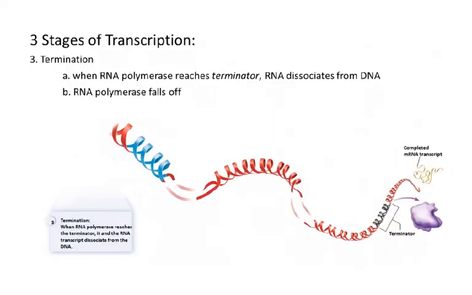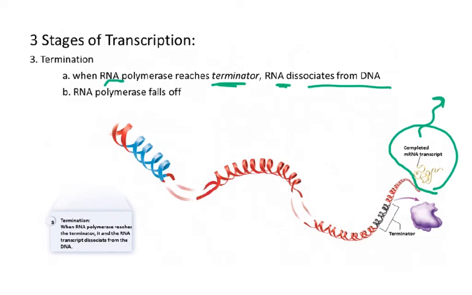Step 3 then is termination. This is going to be when RNA polymerase reaches that termination sequence of DNA. At this point, the RNA that has formed completely dissociates from the DNA. So there's our mRNA or our RNA transcript. It can now go off and do whatever it's going to do next. We'll talk about that. And RNA polymerase can fall off because its job is done. The DNA reseals itself, and the DNA is completely intact. So now we have completed the steps of transcription.